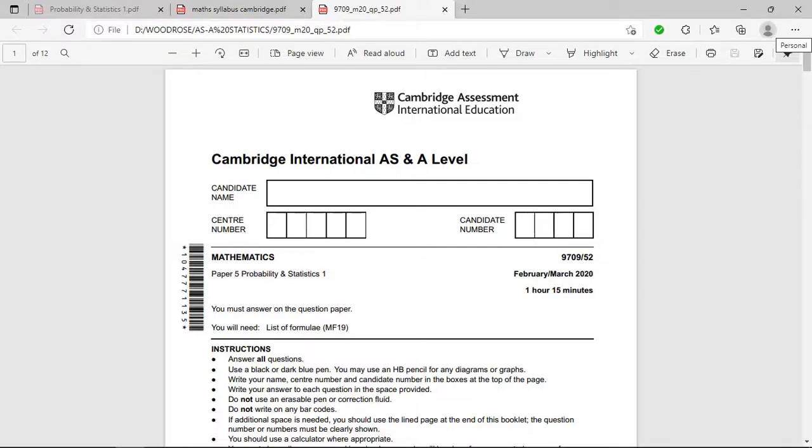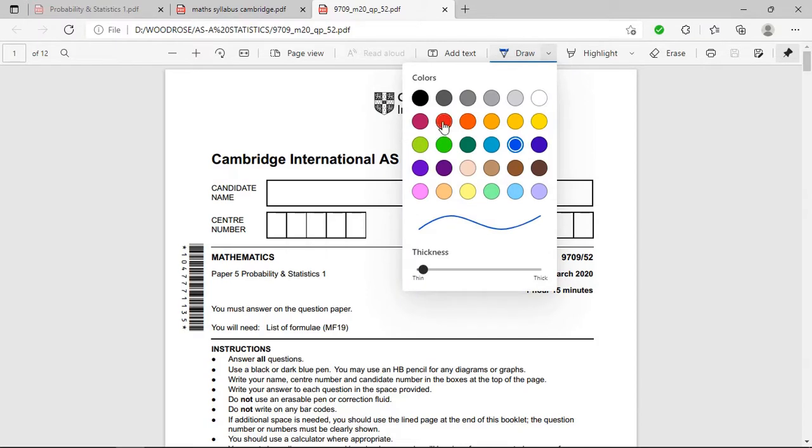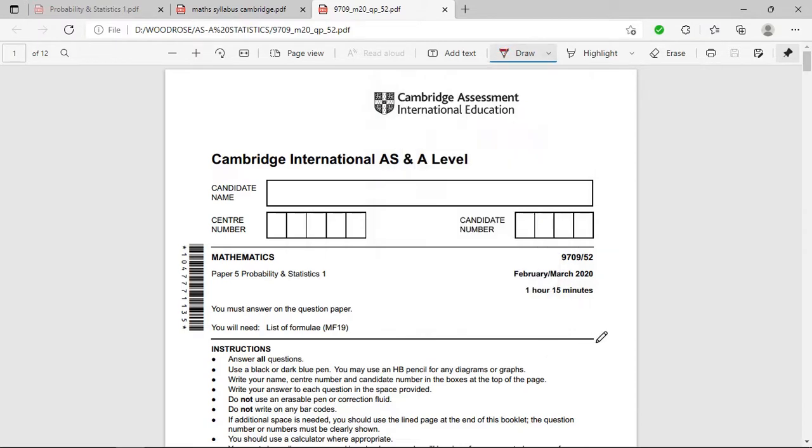Right, for those doing statistics, here is the question paper that we are going to look at. February, March 2020. The paper is 1 hour 15 minutes.